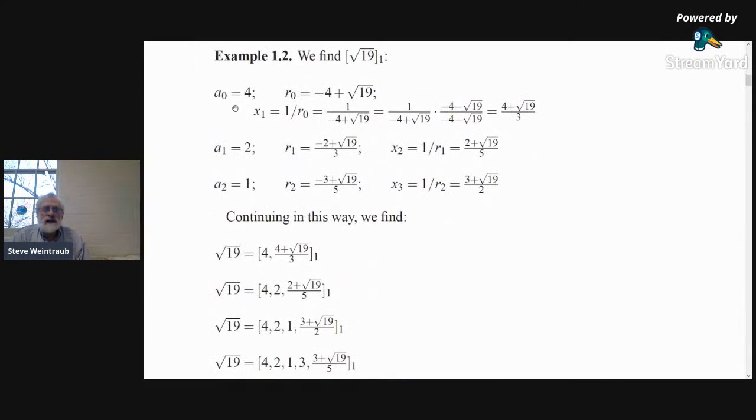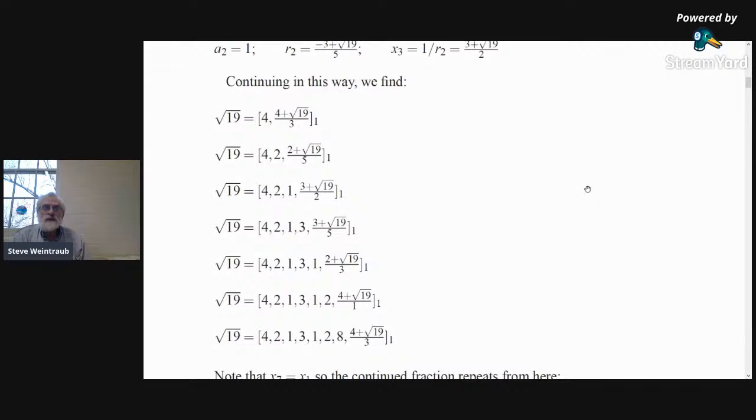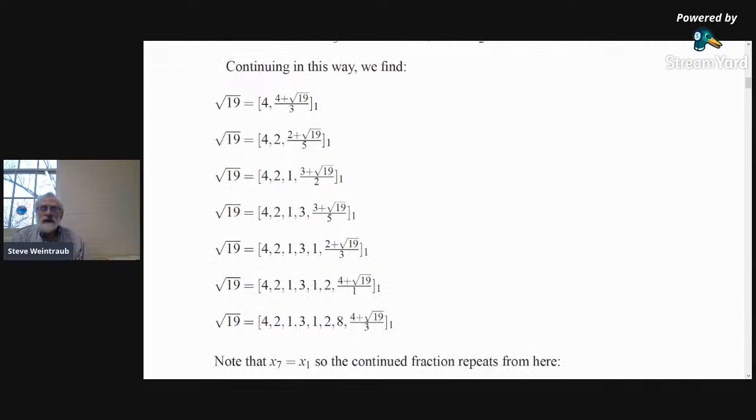Well, I said that x0 is a0, x1. So here's 4, and then 4 plus square root of 19 over 3. The next stage, it would be 4, 2, and 2 plus square root of 19 over 5. The next stage would be 4, 2, 1, 3 plus the square root of 19 over 2. And we just continue in this way. And when you continue in this way and you get down to x sub 7, you will find that x sub 7 is 4 plus the square root of 19 over 3. That's equal to x sub 1. So the continued fraction will repeat from here, right?